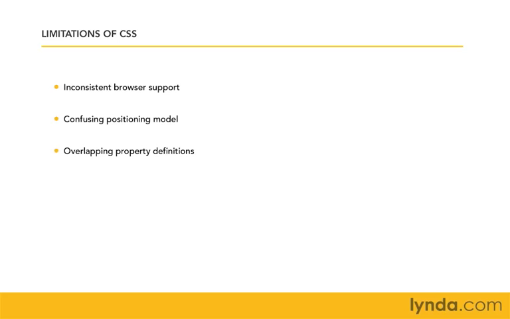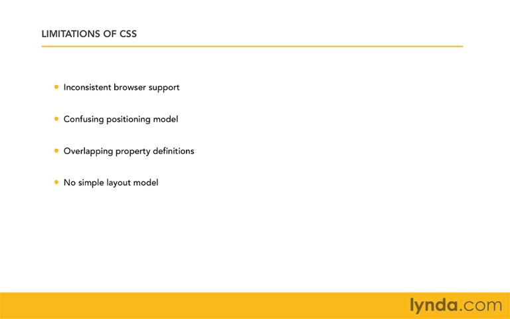CSS oftentimes uses properties with different names for the same purposes. They usually don't interact well. Mixing them can be confusing. It requires a good fundamental understanding in order to choose one model and stick with it. So it's important to know that there are overlapping property definitions and to make sure that you keep them straight and use them in a consistent way so that at the end of the day, your page works the way that you expect it to.